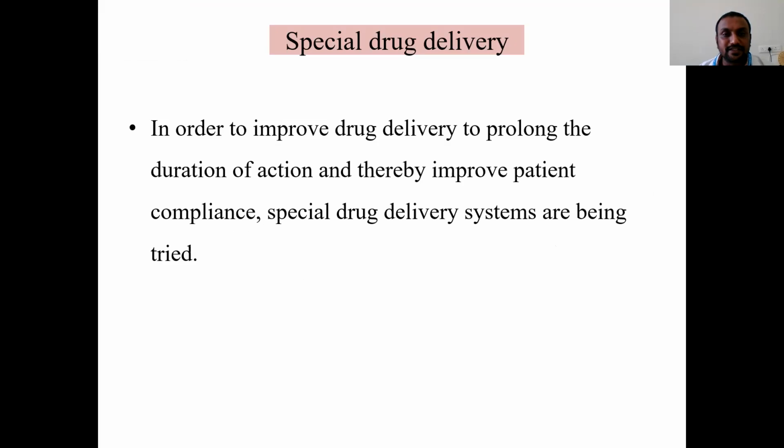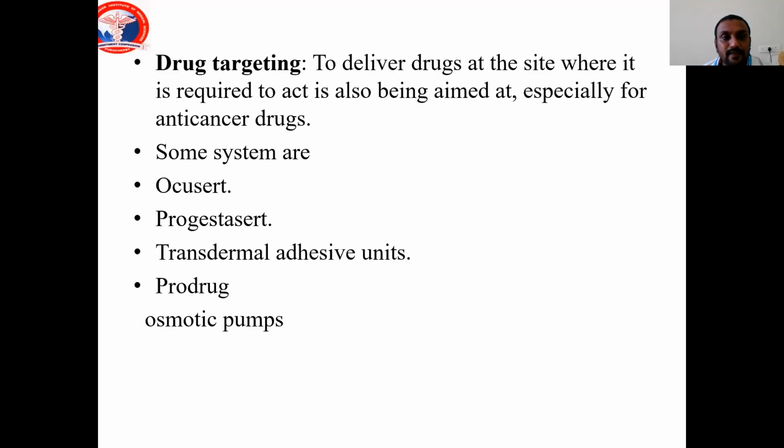Special drug delivery systems. These are mainly intended to improve drug delivery and to prolong the duration of action, thereby improving patient compliance. Special drug delivery systems are being tried. Drug targeting: to deliver drugs at the site where they are required to act is also being aimed at, especially for anti-cancer drugs. Some of these special systems are ocusert, progestasert, transdermal adhesive units, prodrugs, and osmotic pumps.